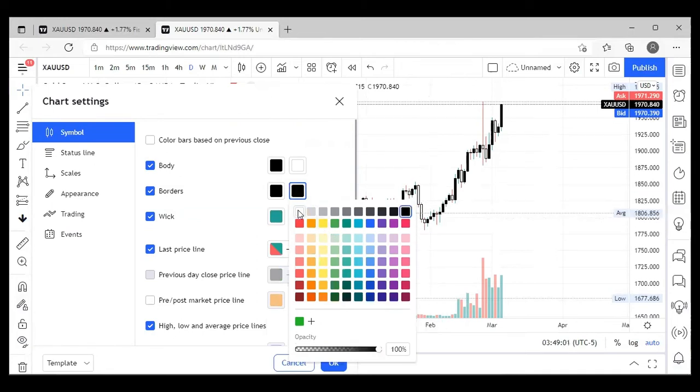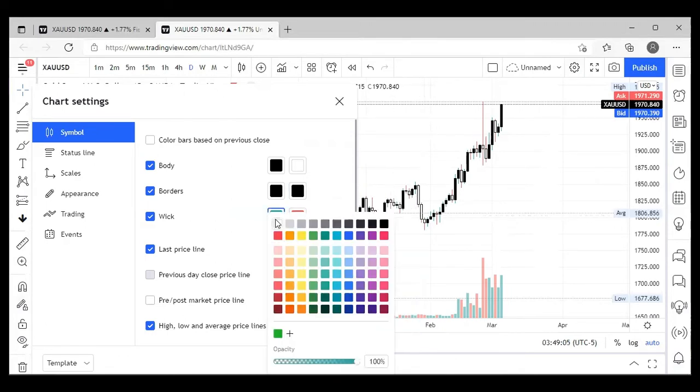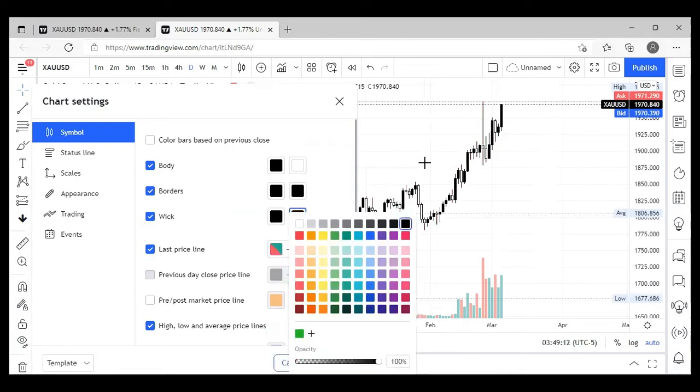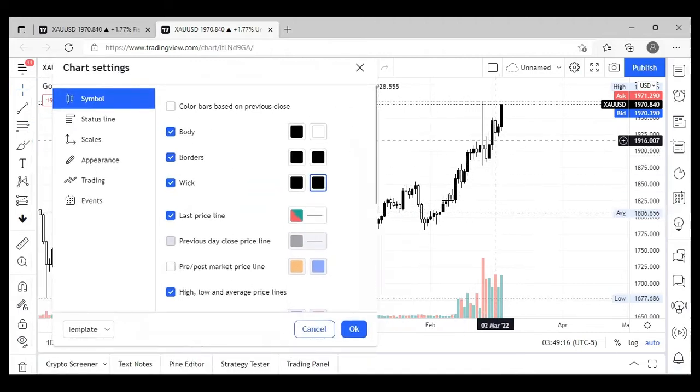Okay. So that we can see. If I put it white, you can see everything. Then I go to the wick. I just do the same thing, black, and I'll keep it black on both ends, so that we can see. So you can see I've customized my chart colors, okay?